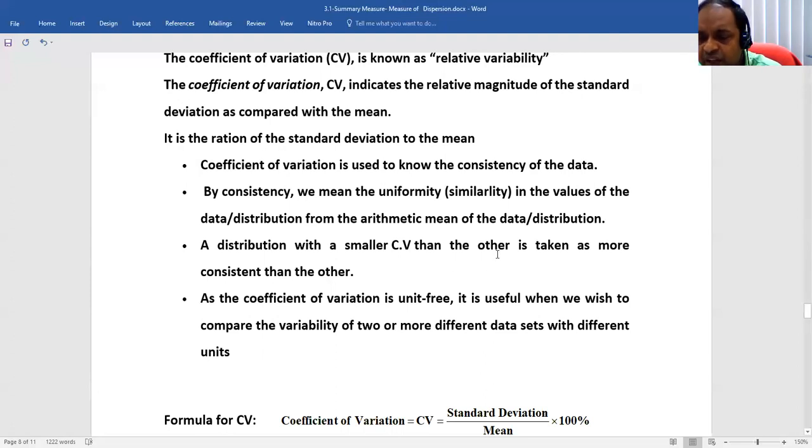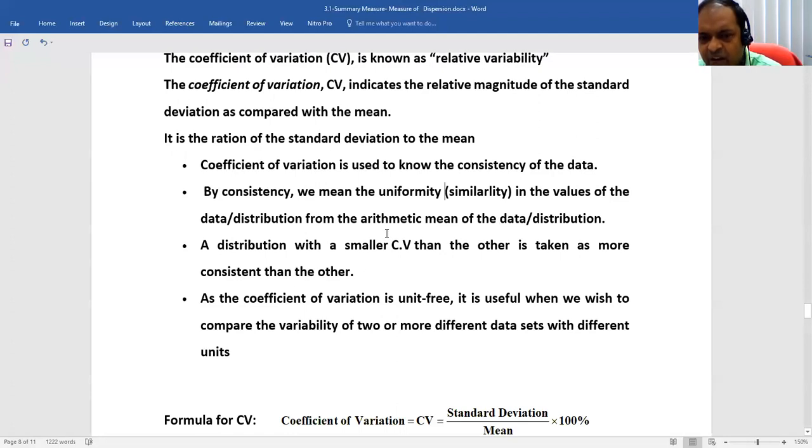So as it is unit free, it is very useful to compare two or more different data with different units. So if you have different data, age of the student in years, the weight of the student in kg, even the height of the student in centimeter or meter or inch, we can compare the three types of data, which data is more consistent, more similar, although they have different units. So it doesn't matter, you can understand which data have more relative difference. So this is a very important measure to compare the variability of data of different units.